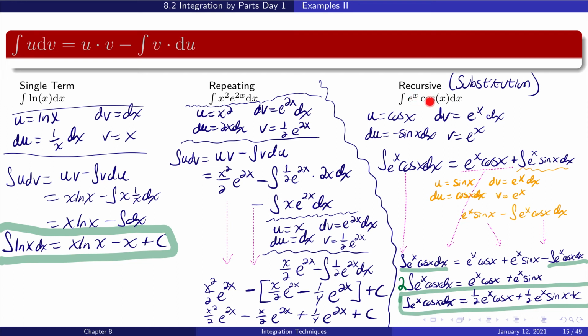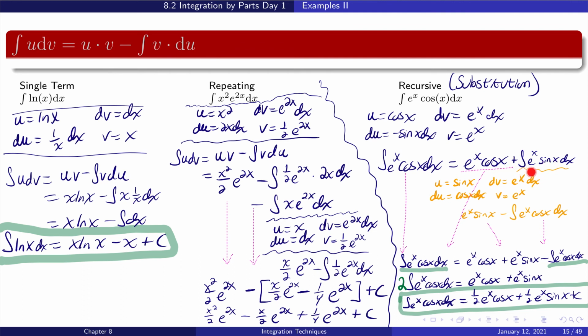Set u equal cosine x. I'm going to let dv equal e to the x because the antiderivative of this is very straightforward. So the derivative of u is negative sine x. The antiderivative of e to the x is e to the x. Assemble your integration by parts. uv, e to the x cosine x, minus the antiderivative of v du, e to the x times the negative sine x is plus e to the x sine x dx.